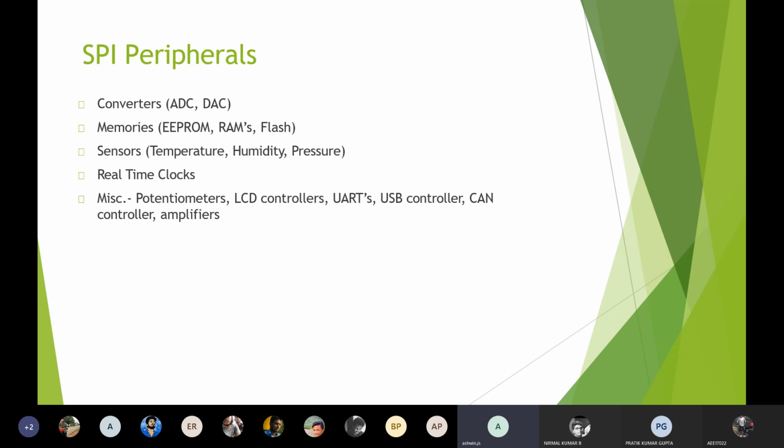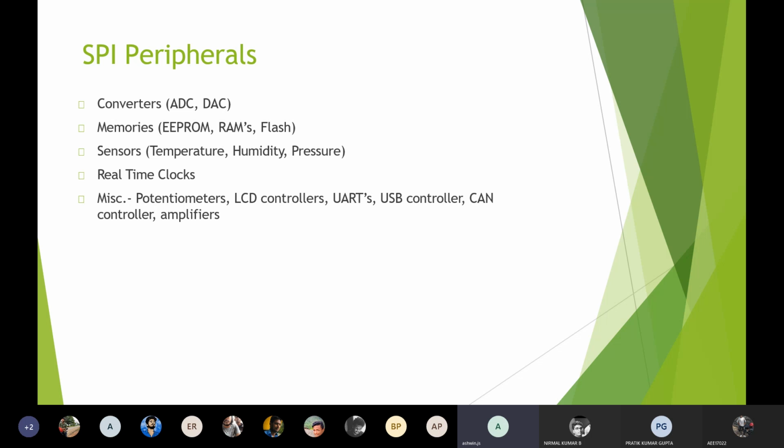And the applications where we are using it. It is used in converters, analog to digital converters and digital to analog converters, and in memories in order to do the transfer, I mean writing and reading the data. So there we use the serial peripheral interface, and some sensors will also be connected through SPI, like temperature, humidity, or pressure sensors, connected with the serial peripheral interface in order to do the transaction.